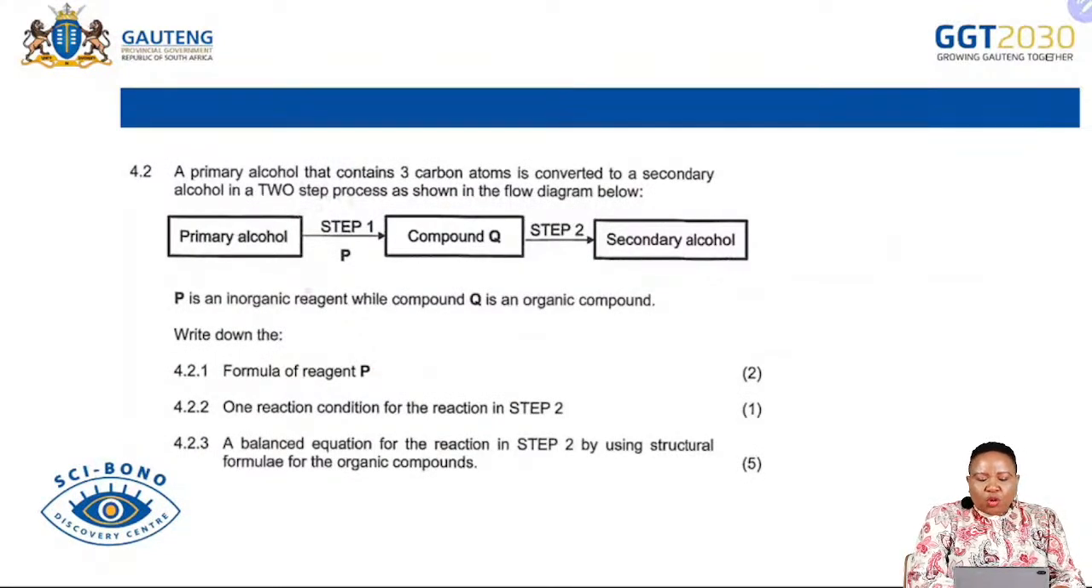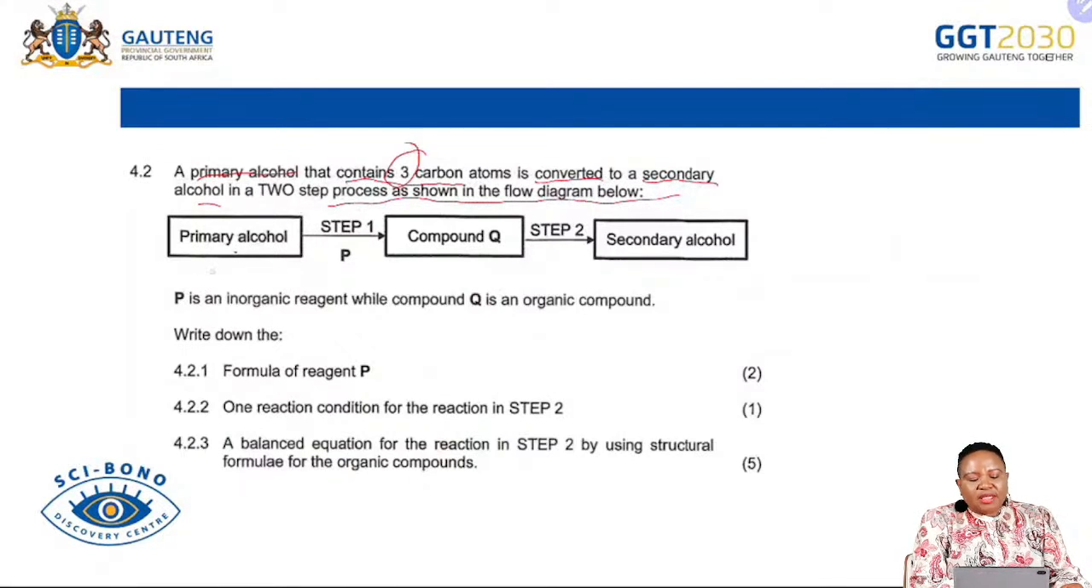I want to do this because it's a different type of reaction and is elimination. They say a primary alcohol contains 3 carbon atoms and is converted into secondary alcohols in 2 steps. The process is shown on the flow diagram below. So we know that we have our primary alcohol. If it has 3 carbons, it's our propanol, and then it undergoes step 1, and then it's going to form what? Q. From Q, it must form a secondary alcohol.